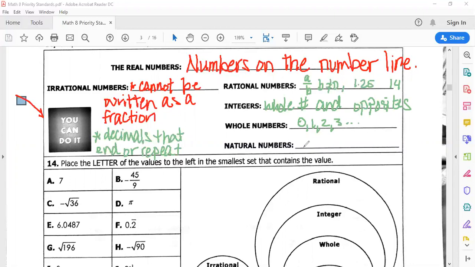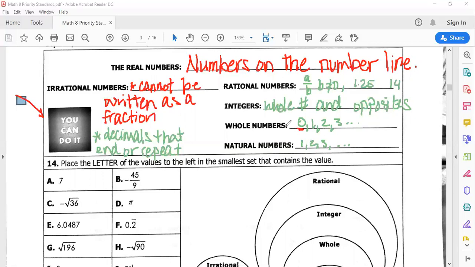And then the natural numbers, if you remember, we said those are the counting numbers. So those are like when you start learning to count when you're little, you start with 1, 2, 3, and then go on. Okay, so the only difference here between the whole numbers and the natural numbers is the addition of 0 into the group.